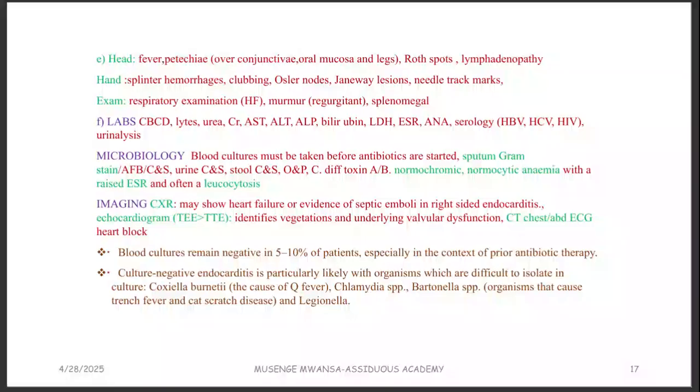How can you diagnose this condition? Use the modified Duke criteria. Investigations you can order: you have got labs, microbiology, imaging. Imaging, you look at the chest X-ray. So when you are writing again, you don't just put imaging there. You also need to mention what you are trying to look for as you do that investigation. For the chest X-ray, features of heart failure or septic emboli in right-sided endocarditis.